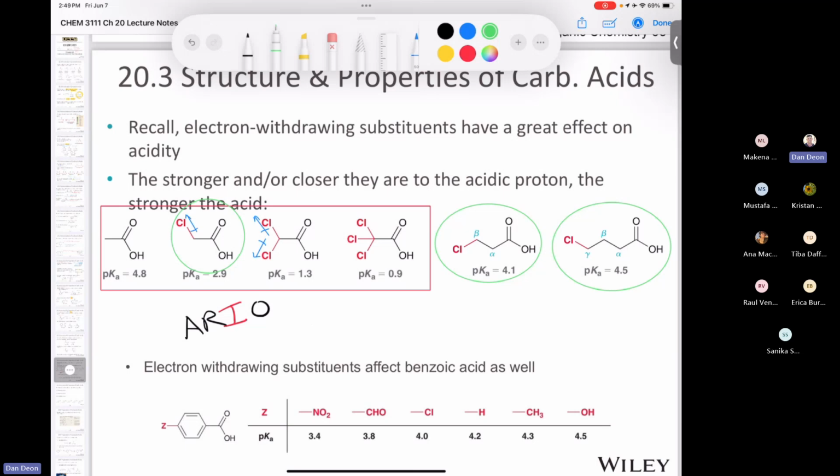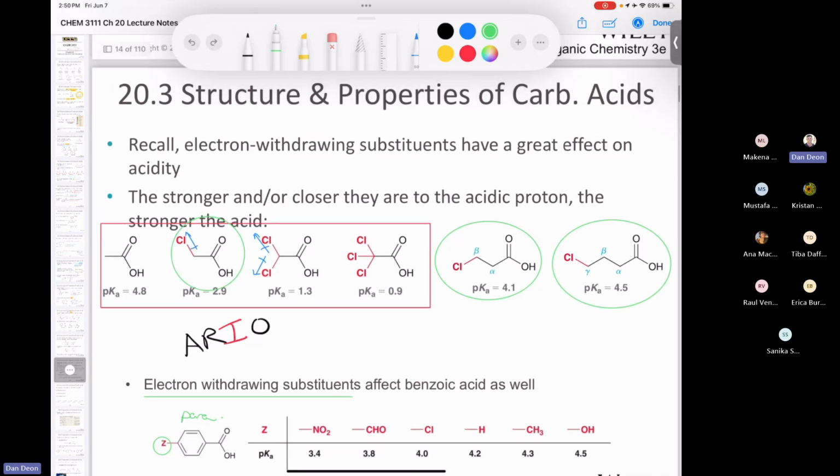Also, if you have an electron withdrawing substituent, and we looked at a lot of those in chapter 18, those are going to affect benzoic acid as well. So here we have an electron withdrawing group that is para to the carboxyl group. If you have a nitro group, that pulls electron density in, so that stabilizes the conjugate base. If you have an aldehyde, same thing. Chlorine is electron withdrawing, and so on. So as you add electron withdrawing groups, they stabilize the negative charge of the conjugate base as well. And remember, the weaker the base, the stronger your conjugate acid.